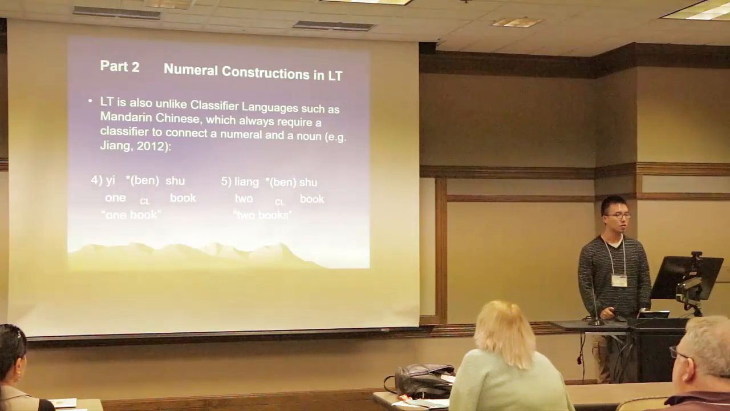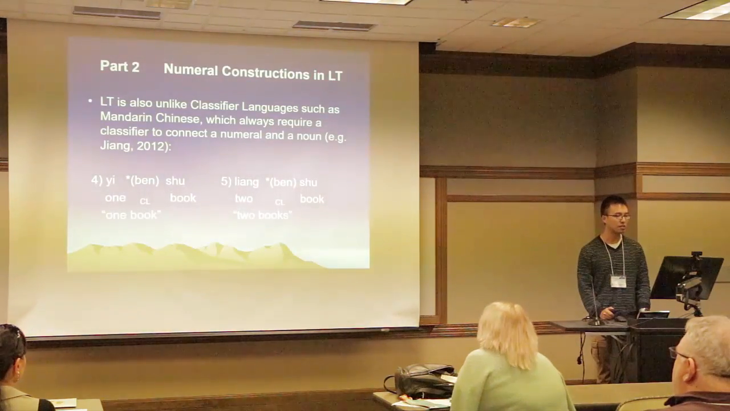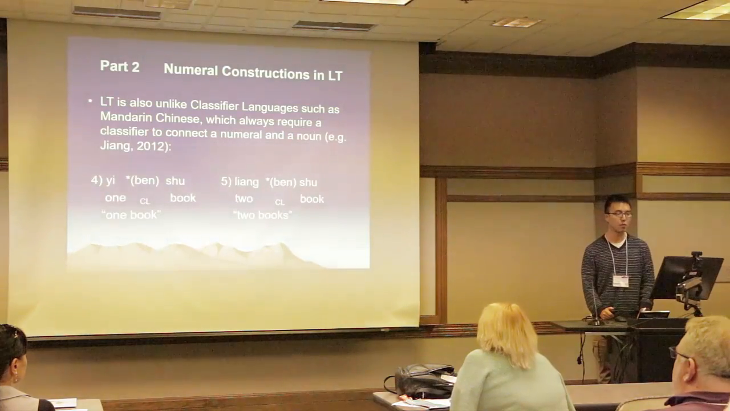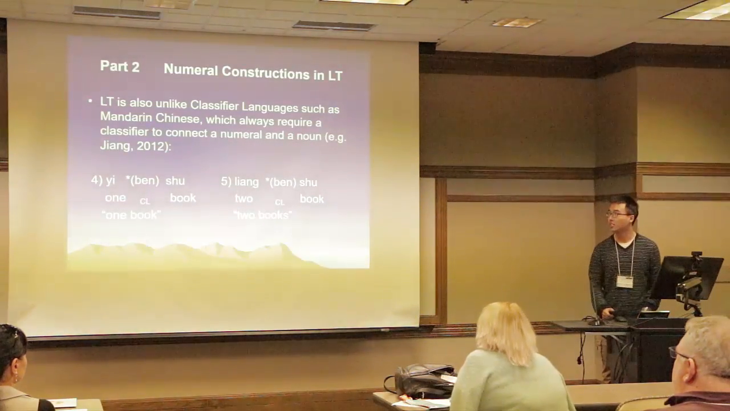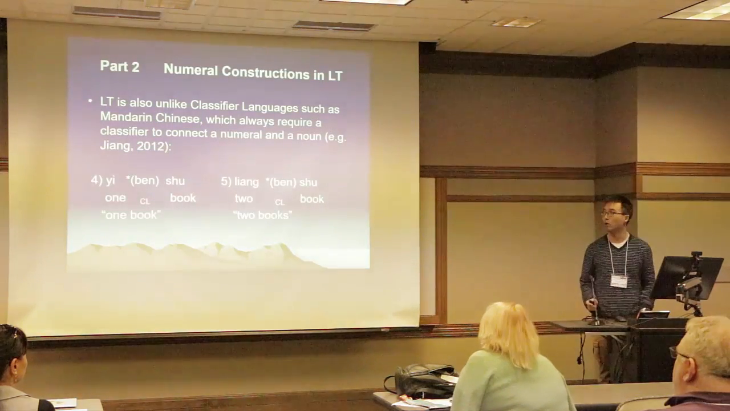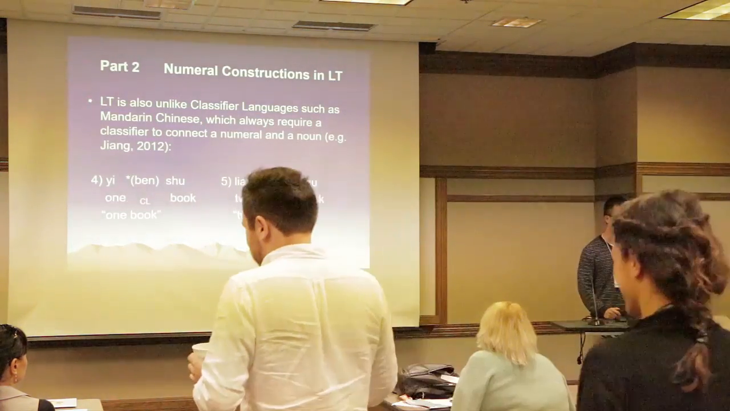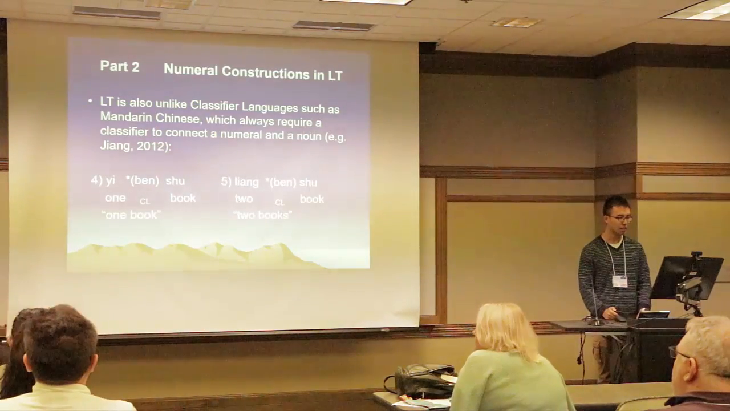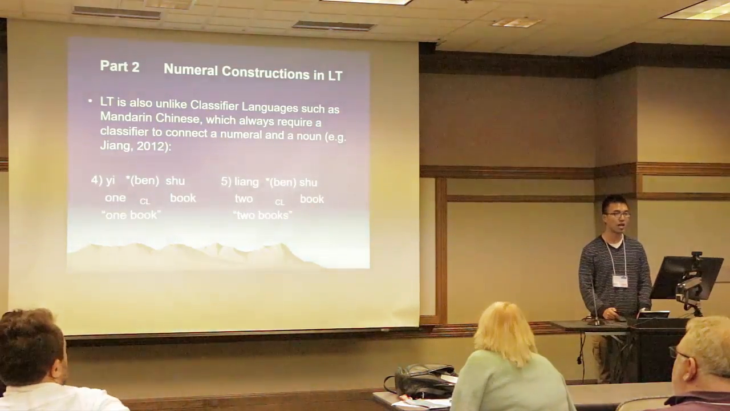Lhasa Tibetan is also unlike classifier languages such as Mandarin Chinese, which always require a classifier to connect a numeral and a noun. For example, in Chinese, if we want to say 1 book or 2 books, we need to have a classifier, which here is a ben, located between the numeral and the noun. But in Lhasa Tibetan, we do not have this classifier.